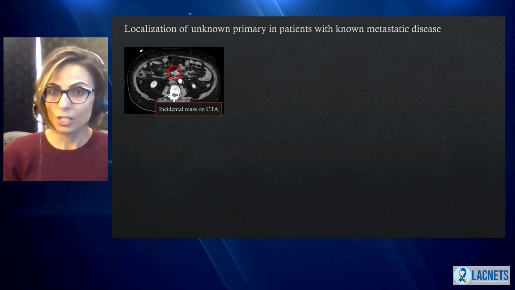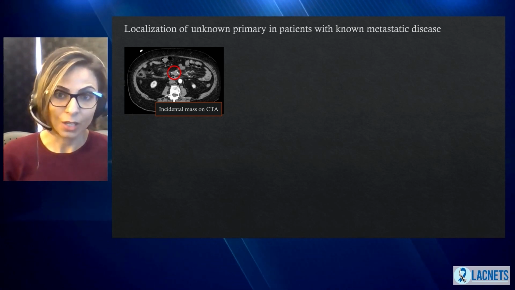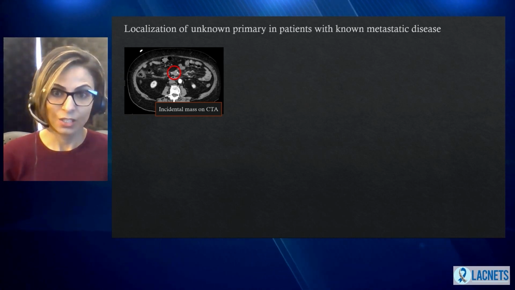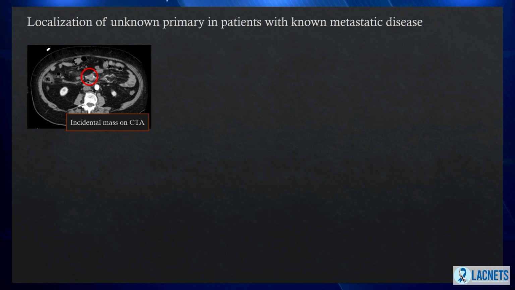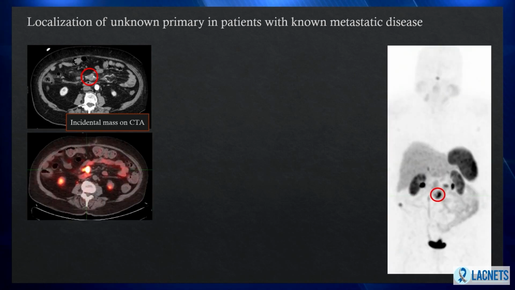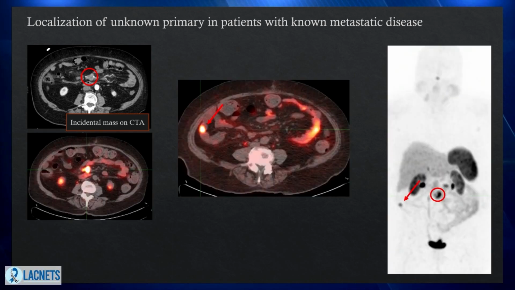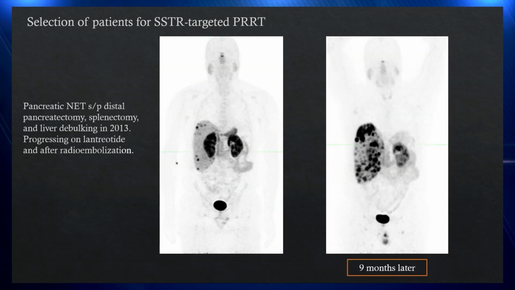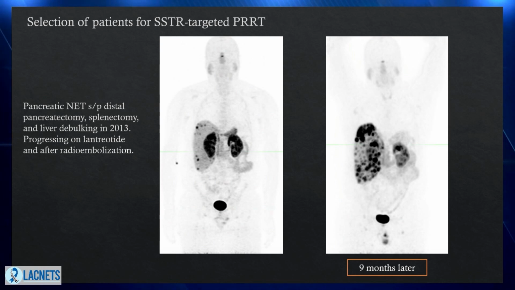Sometimes patients present with metastatic neuroendocrine tumor, but we don't know where the primary is after CT imaging. This is one such case, where we see a mesenteric mass, and then we do our somatostatin receptor PET, and the PET shows clearly where the primary is in the small bowel. So to localize the primary when we have known metastatic disease but unknown primary on CT, this DOTATATE PET is super helpful. And of course, it is used to select patients for somatostatin receptor targeted therapy, or PRRT.